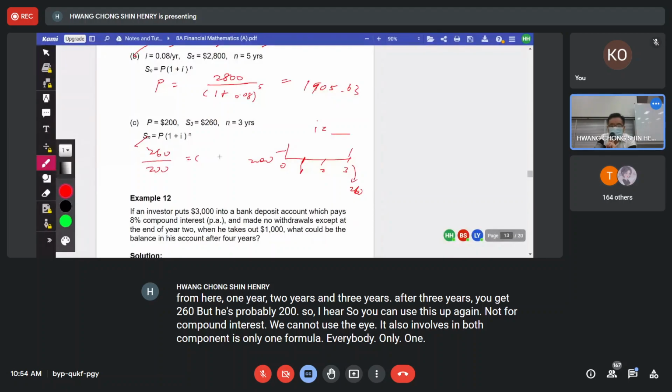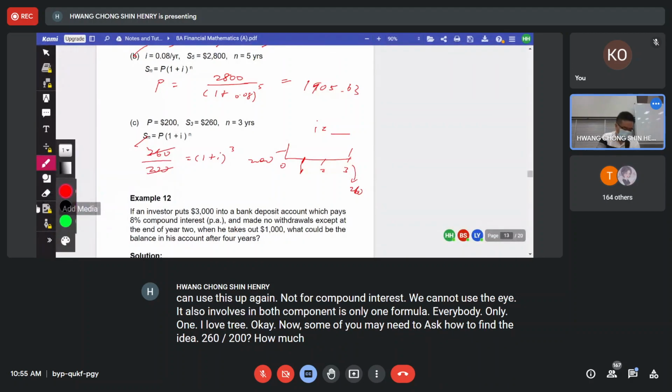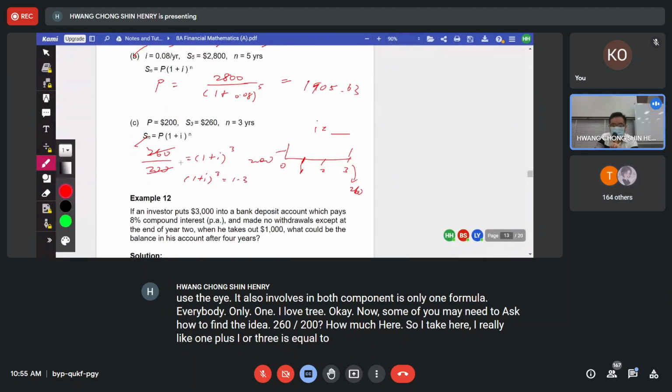One plus i power of 3. Now some of you may need to ask how to find the i here. 260 divided by 200, how much? 1.3. So I take here, I divide up, 1 plus i power 3 is equal to 1.3, right? 260 divided by 200. So how to find the i? Anyone don't know how to use calculator here?